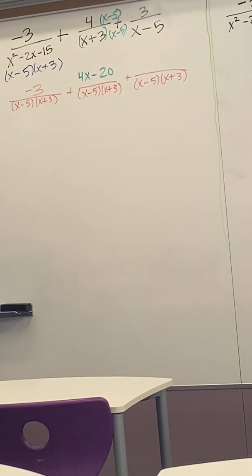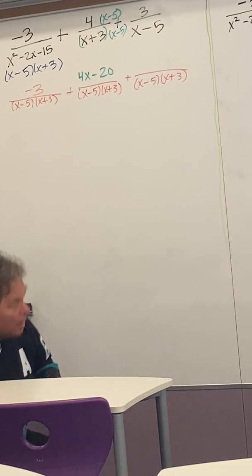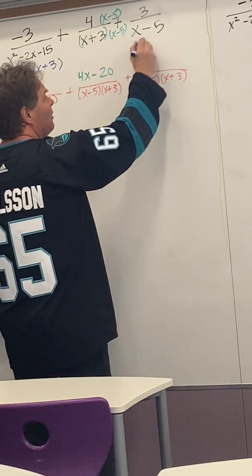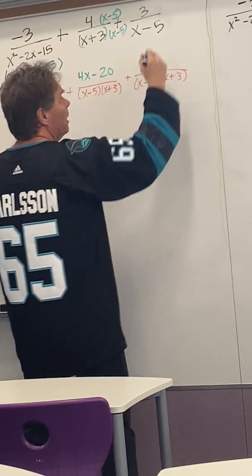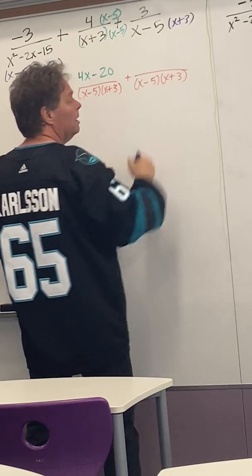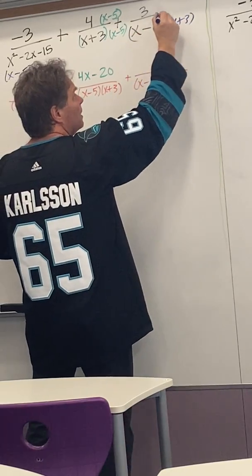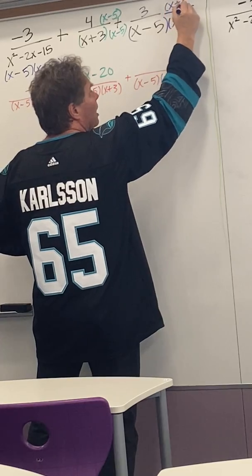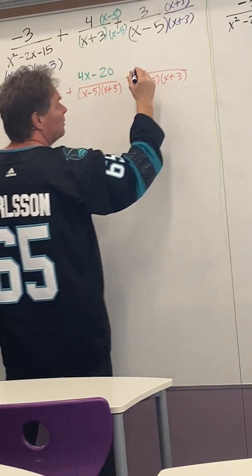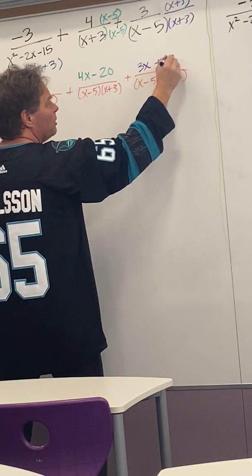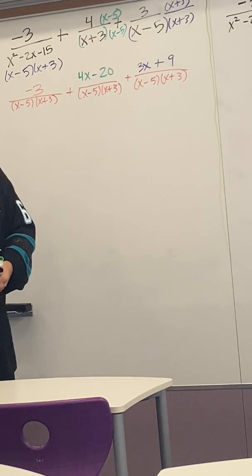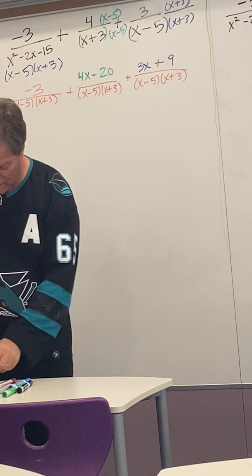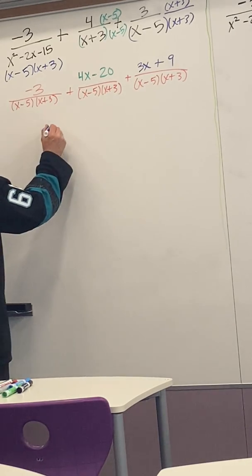And then same kind of idea right here, is x minus 5. What does it take to turn x minus 5 into x minus 5 times x plus 3? Well, I'm going to need an x plus 3, right? So if I times the bottom by that, I need to times the top by x plus 3. So I get 3 times x plus 3, which is 3x plus 9. Now, good news. They all have the same denominator. When they all have the same denominator, then I can just write it one time.